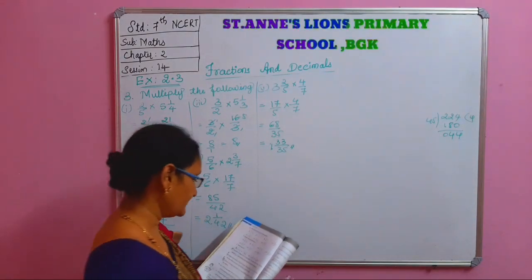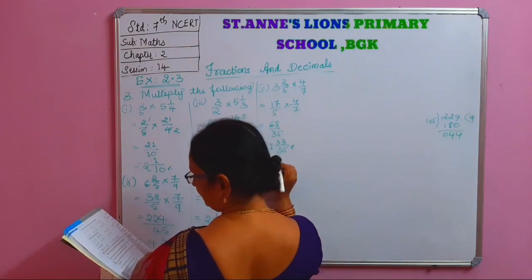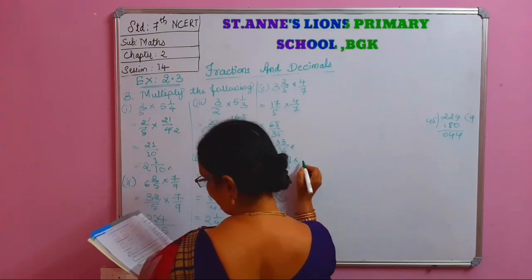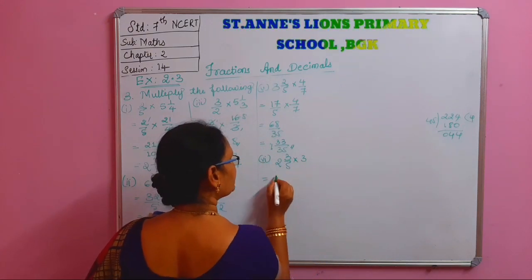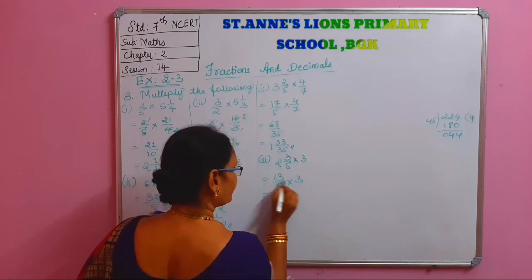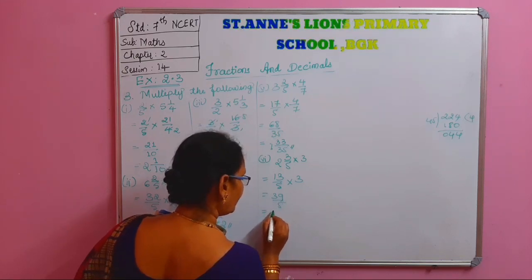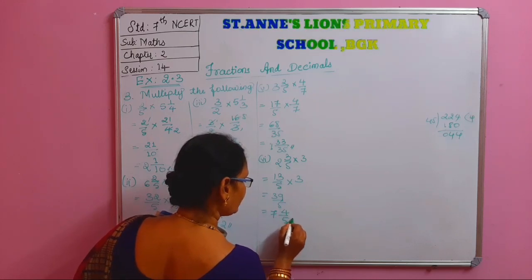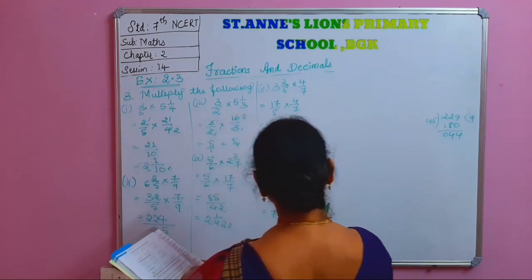So the next one, that is sixth one. Sixth one, 2 integer 3 by 5 into 3. 5 twos are 10, 10 plus 3, 13 by 5 into 3. 13 threes are 39 by 5. Here see, 5 sevens are 35. 4 remain. 7 integer 4 by 5 will be the answer. Then next, seventh one.